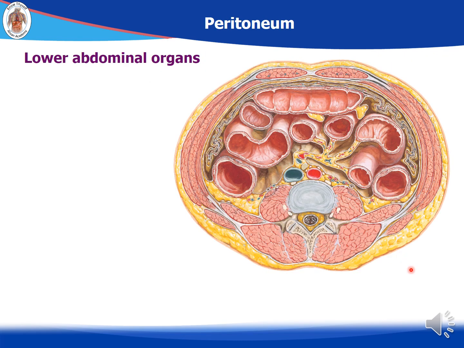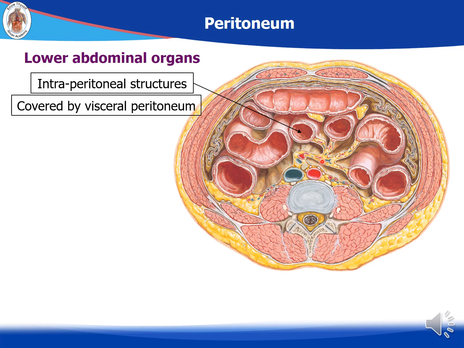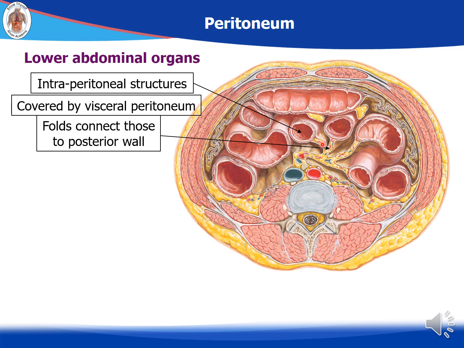The lower abdominal organs: already in other parts we have discussed the organs of the upper abdomen. You can see these are the organs within the abdominal cavity, and they are connected to the posterior wall by folds of peritoneum. So intraperitoneal structures are all covered by the visceral peritoneum, and the folds connect them, and this is the attachment margin to the posterior wall.